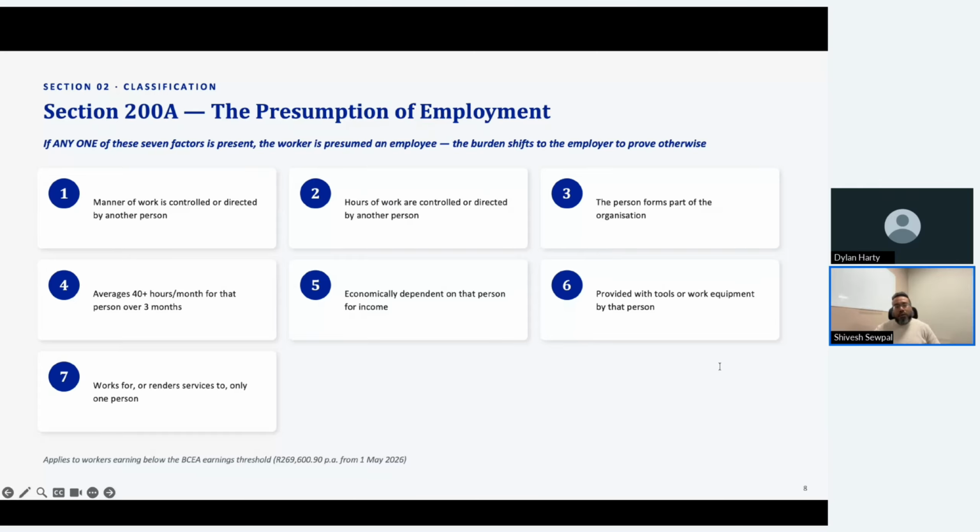For a construction audience, that means if you have someone on site who reports at a time you set, uses your tools, wears your PPE, works under your foreman, and works only for you, you are already in a very dangerous zone if you're trying to treat that person as a pure independent contractor.